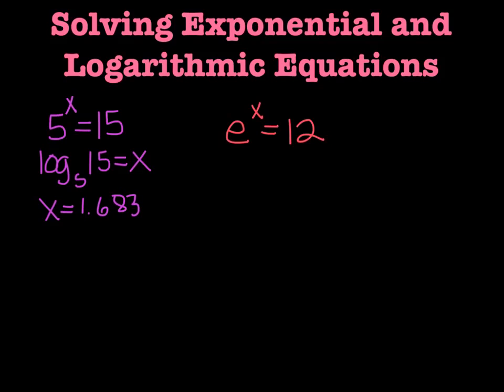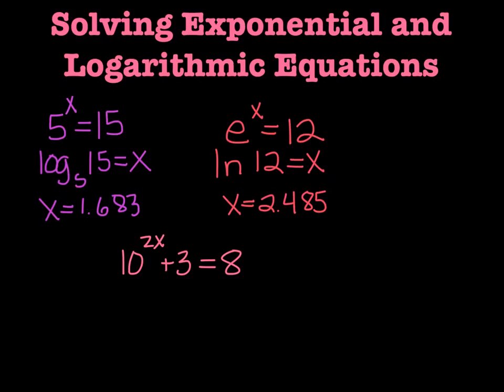So if I wanted e to the x equals 12 and I wanted to solve for x, I would have to take log base e, which is ln, of 12 equals x. Then I can do the natural log of 12 in the calculator and get 2.485.